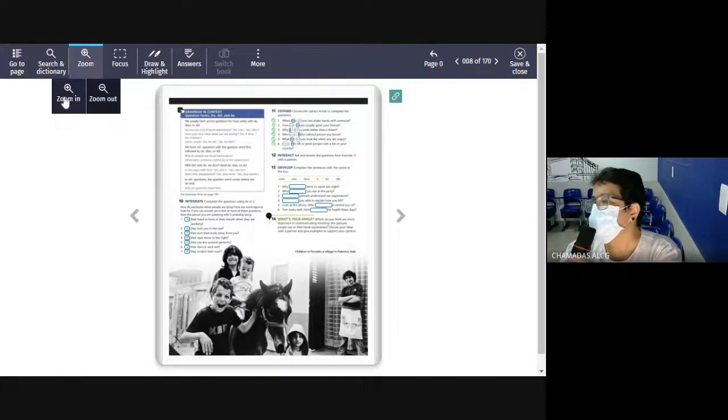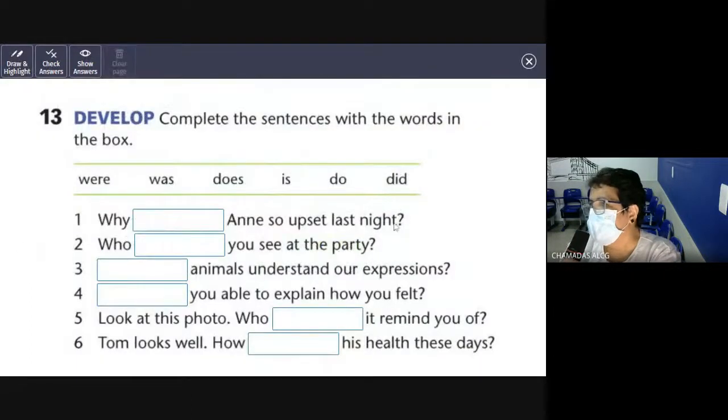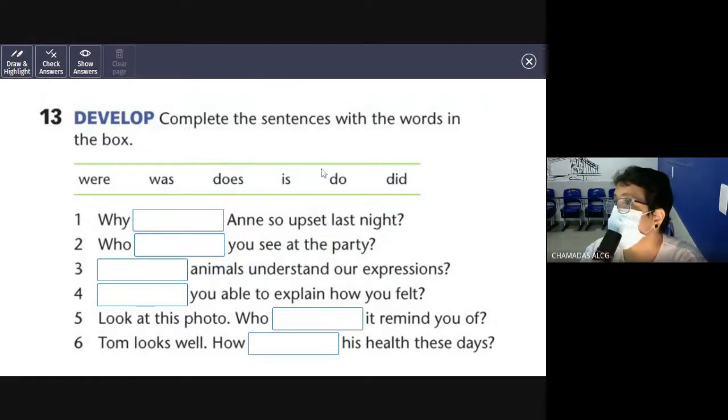Let me just zoom in. So let's just do the last one here together. Guys, this is very simple. Complete the sentences with the words in the box. Let's do this together. We have some questions. I guess all of them are questions, okay? And we have the words here. Why Anne so upset last night? What should we put here?